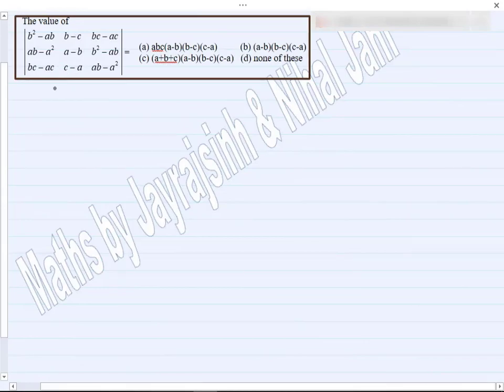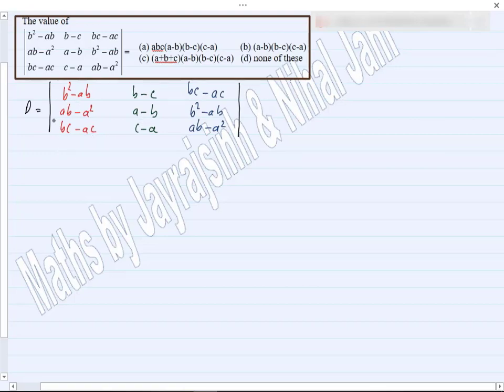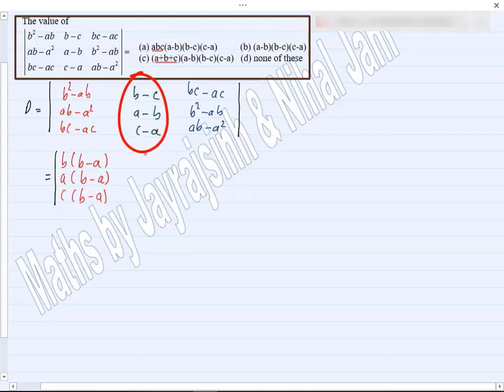In this question, we have to find the value of this determinant. Before we simplify it, let's simplify the terms. As you can see, we can take b common from the first term. So let's take b common and the remaining term is b minus a. Similarly, from the next term we can take a common. So again we will get b minus a. From the last term of the first column we can take c common. So we will get b minus a. The second column will be as it is.